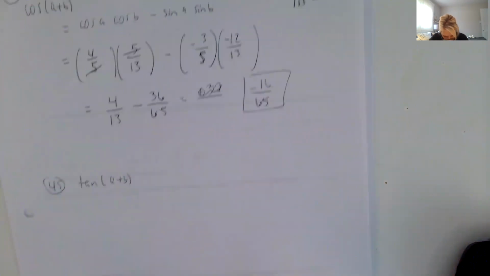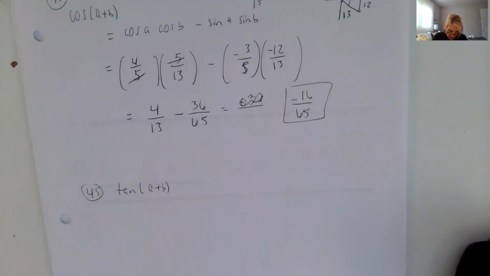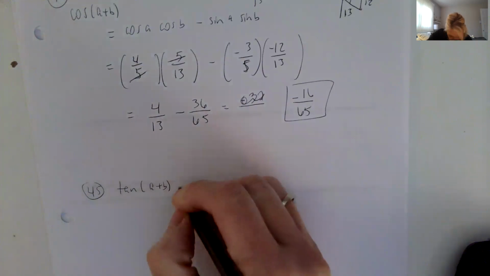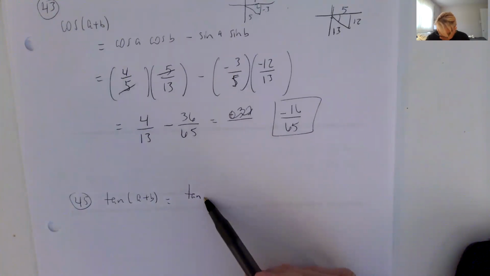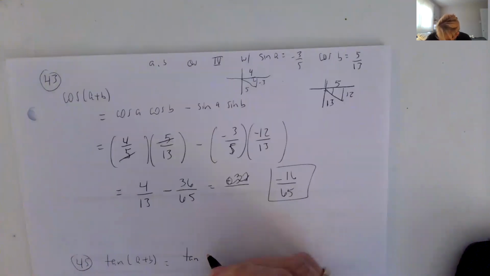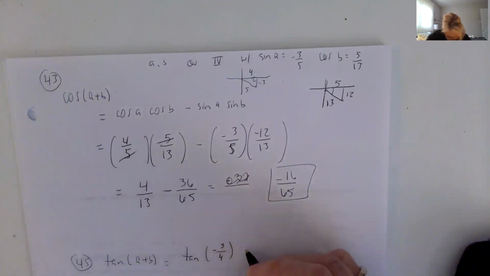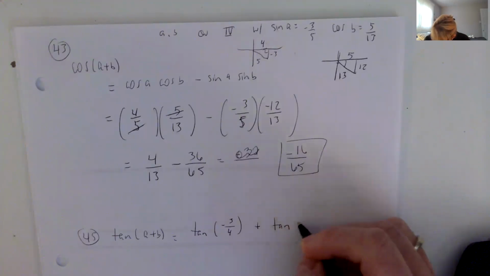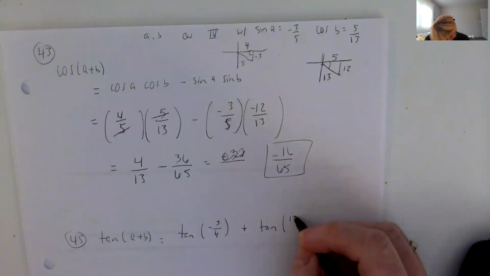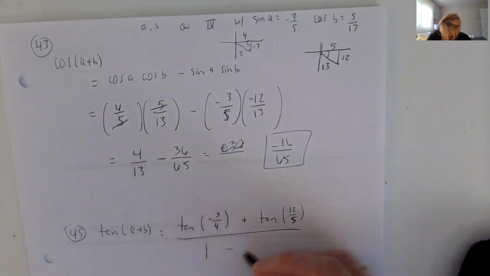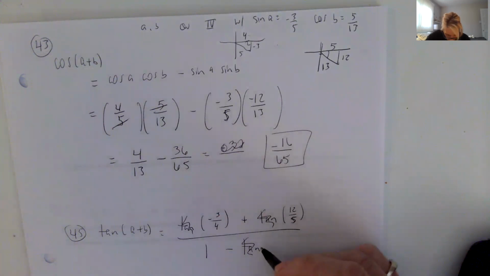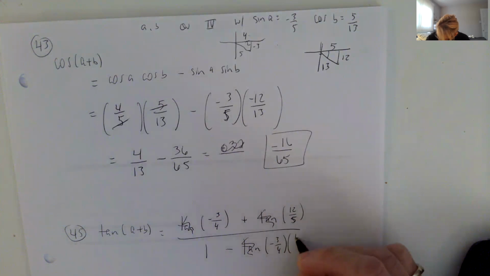Okay. Number 45. Using the same values, the identity for tangent is the tangent of A, so tangent of A is the opposite over the adjacent, so negative 3/4, plus the tangent of B, so that would be 12/5, over 1 minus the tangent of A, the negative 3/4, times the tangent of B.